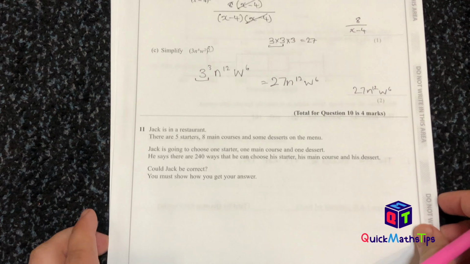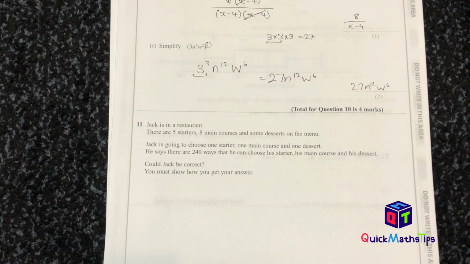Okay? Jack is in a restaurant. There are 5 starters, 8 main courses, and some desserts on the menu. Jack is going to choose a starter, a main course, and a dessert. He says there are 240 ways he can choose his starter, his main course, and his dessert. Okay? Could he be correct?